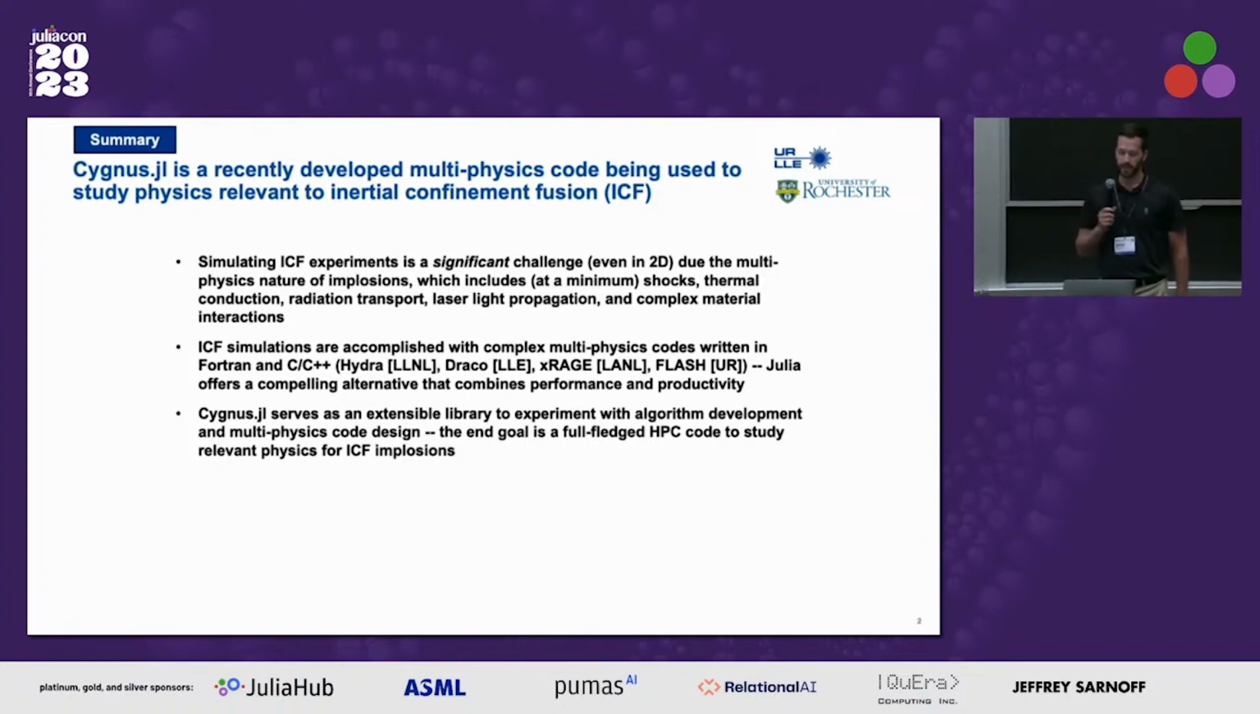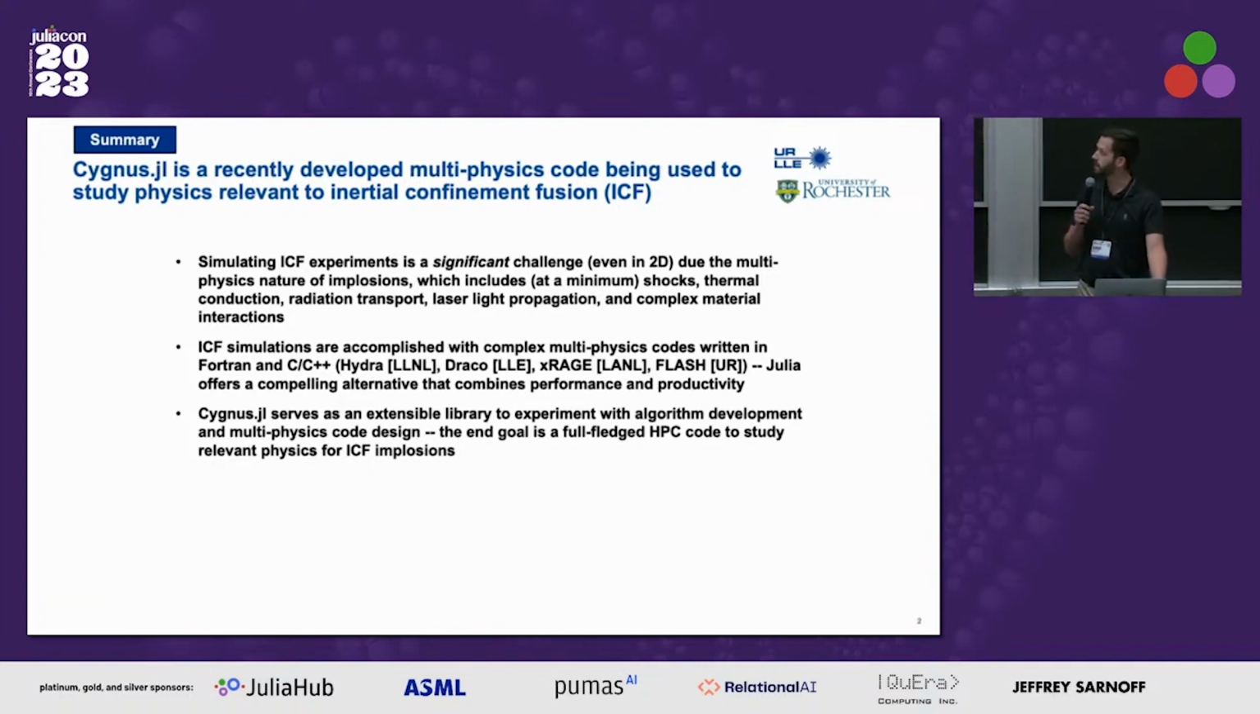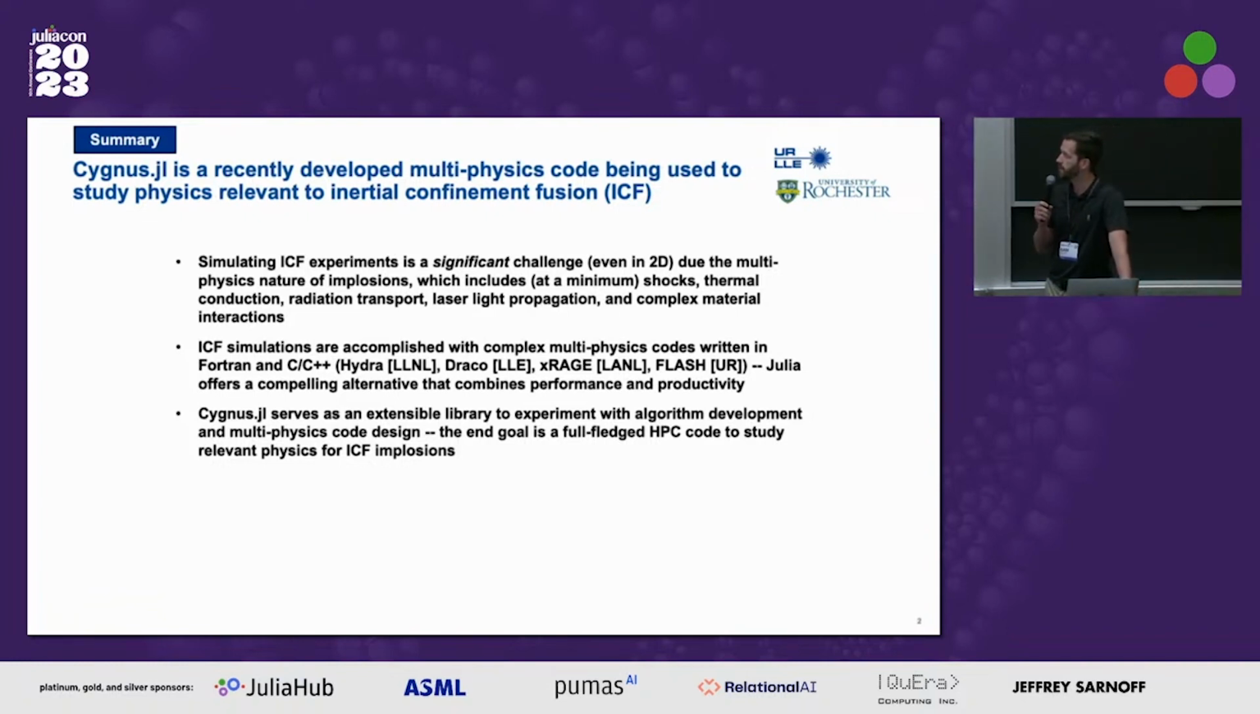Simulating ICF experiments is a significant challenge, even in 2D, due to the multi-physics nature of implosions. So we have shocks, thermal conduction, radiation transport, and a whole host of different physical processes. Typically, these ICF simulations are done in large-scale codes written in Fortran or C++. Lawrence Livermore lab uses Hydra. Our lab uses Draco. Los Alamos has X-Rage. And then there's also Flash, which is a pretty common astrophysics code.